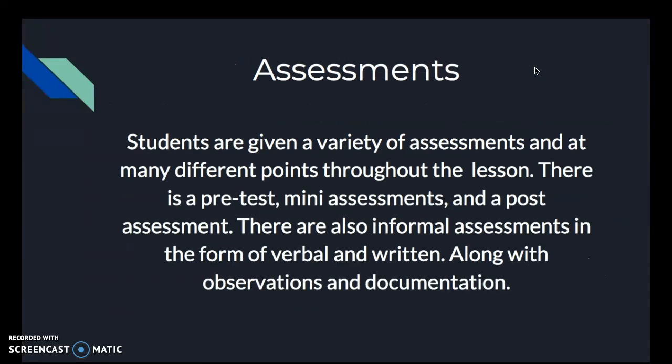For the assessments, like I said before, I did have a variety of assessments. They were given a pre-assessment, mini assessments, and a post-assessment. The pre-assessment just determined where they were at, and then mini assessments were given throughout, both formal and informal, just to see if students were understanding this. Is this something we're going to need to review? And then the post-assessment was at the end, reviewing all the numbers 0 to 10. And like I said, they were both verbal and written.